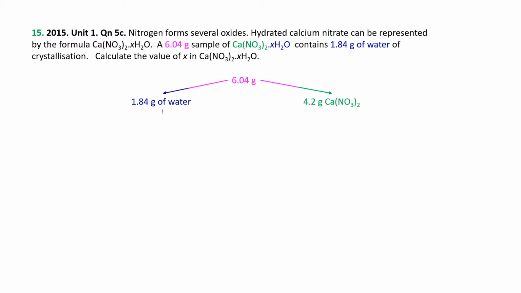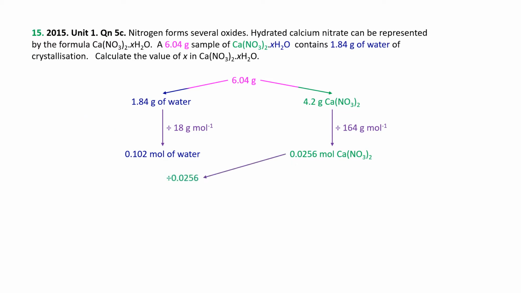Now, anytime you see grams of pure substance, convert it to moles. So that's 0.102 moles of water and 0.0256 moles of calcium nitrate. Now, take your time calculating the molar mass of calcium nitrate, but it does come up to being 164 grams per mole. So in other words, for every 0.0256 moles of calcium nitrate, we have 0.102 moles of water. Let's see what the ratio is. And the best way to do that is just divide by the smaller number. So divide by 0.0256. And that gives us 1 calcium nitrate to 3.98 waters. Between friends, why don't we call that 4?